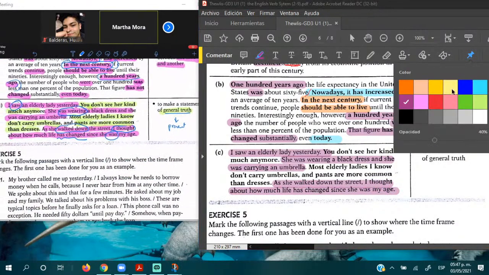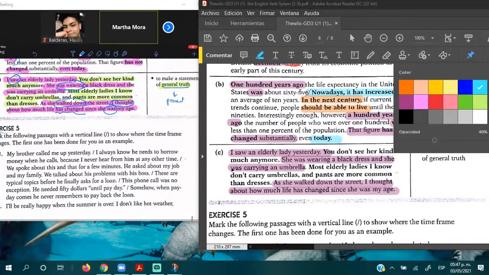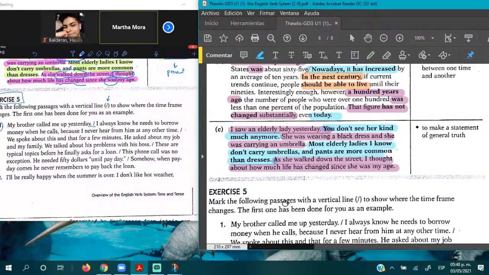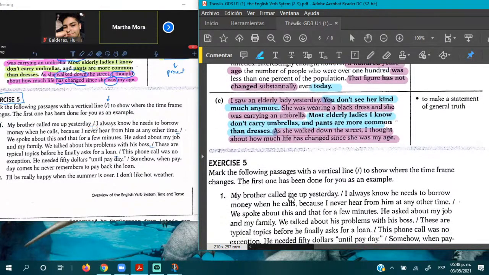Yes. For homework, you have to do exercise 5. The instructions say to mark the following passage with a vertical line. Well, this is not exactly vertical, it's more like a forward slash. In the first example, number 1, they have already included these divisions. In the others, they haven't. So you have to do them.